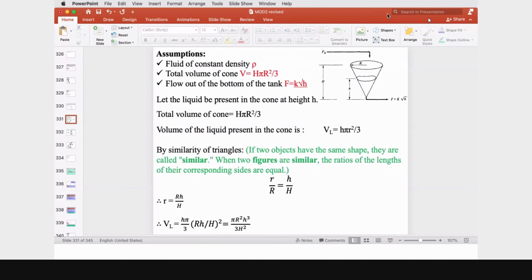Flow out of the bottom of the tank, जो flow है bottom के बाहर का out of the tank is F is equal to K into square root of H. That means the flow out of the tank is directly proportional to the square root of the height of the liquid.